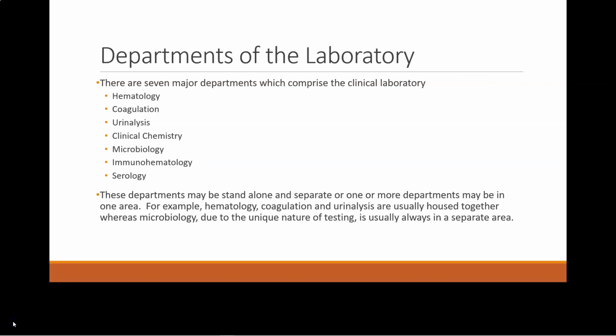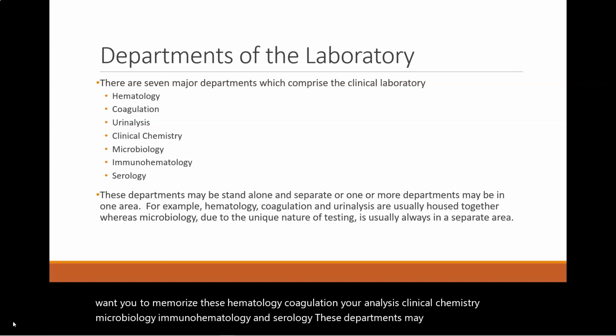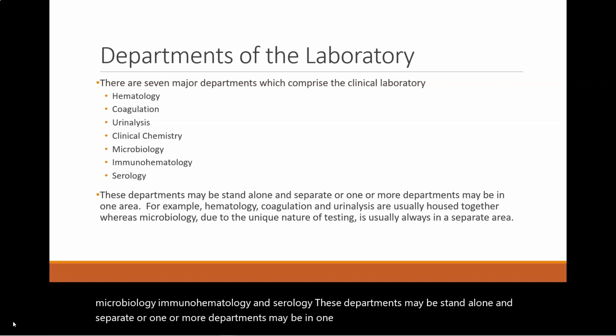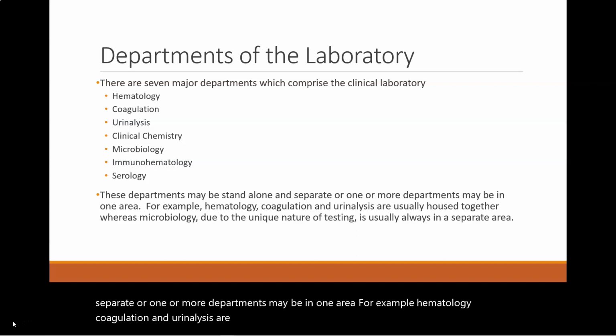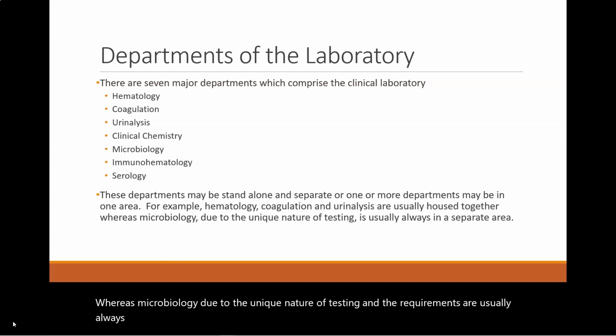If a facility has all sections of the laboratory, they will have 7 major departments, and I want you to memorize these: hematology, coagulation, urinalysis, clinical chemistry, microbiology, immunohematology, and serology. These departments may be standalone and separate, or one or more departments may be in one area. For example, hematology, coagulation, and urinalysis are usually housed together, whereas microbiology, due to the unique nature of testing and the requirements, is usually always in a separate area.